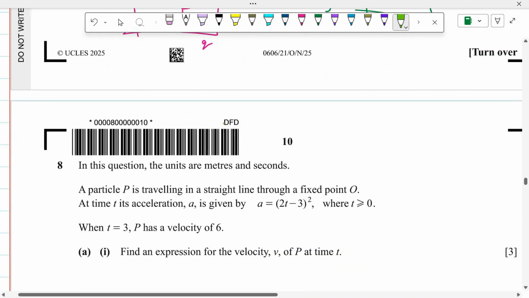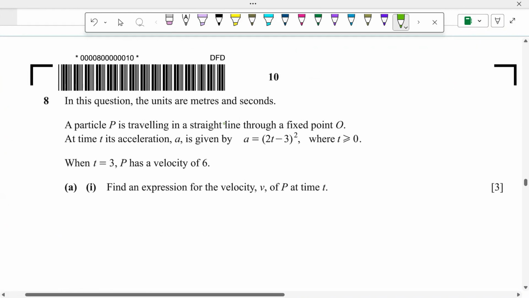We are going to start question number 8. In this question, the units are meters and seconds. A particle P is traveling in a straight line through a fixed point O. At time t, its acceleration a is given by a = (2t - 3)², where t is greater than or equal to 0. When t = 3, P has a velocity of 6.